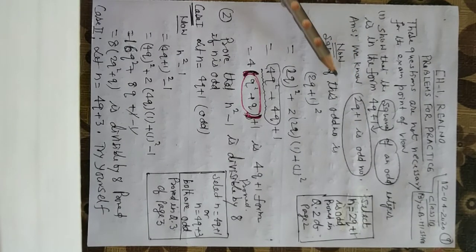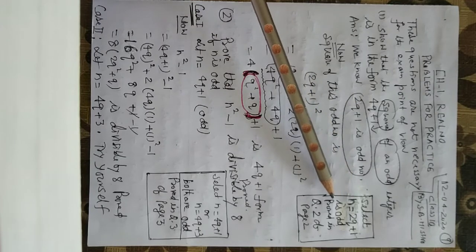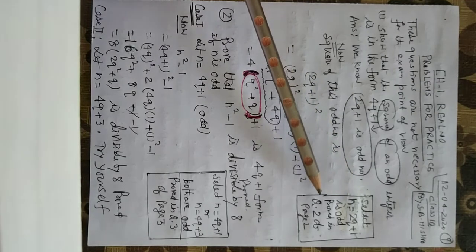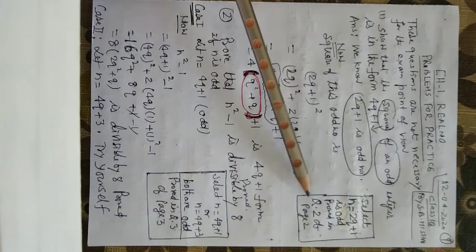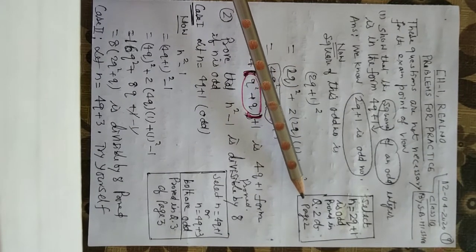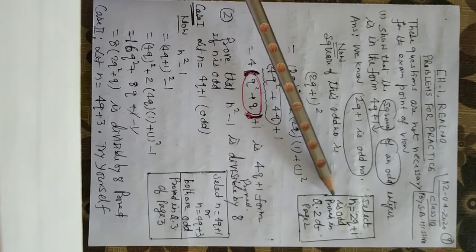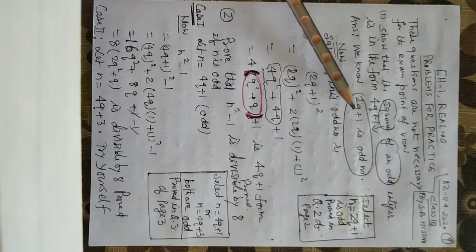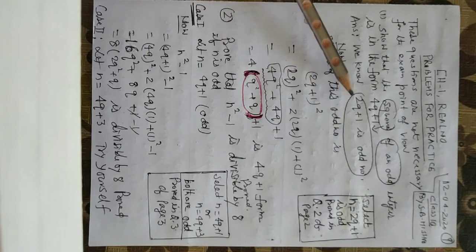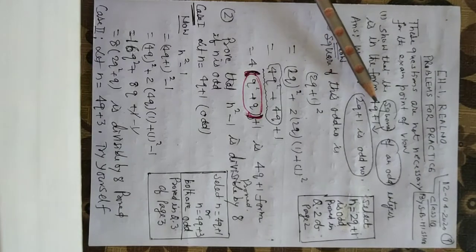Answer. We know that 2q plus 1 is an odd integer. Just see here, select n is equal to 2q plus 1, which is odd. The proof of this fact is available in question number 2 of page 2. In page number 2 I have already proved that 2q plus 1 is an odd number. So this 2q plus 1 is taken for this purpose. Why 2q plus 1? Because a square of 2 will give you 4.